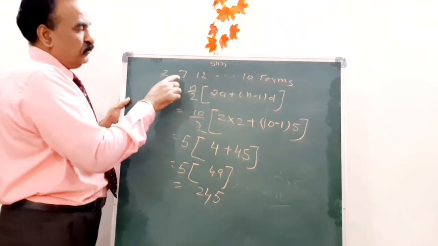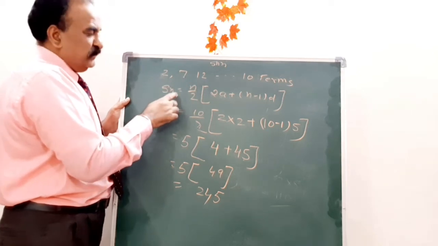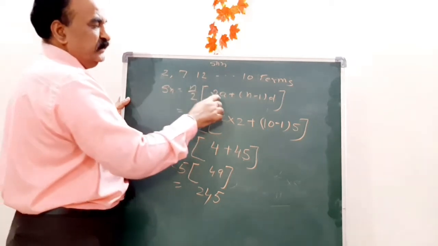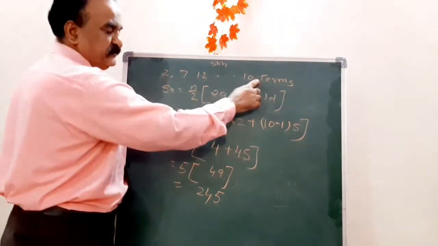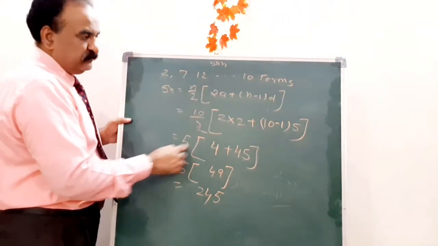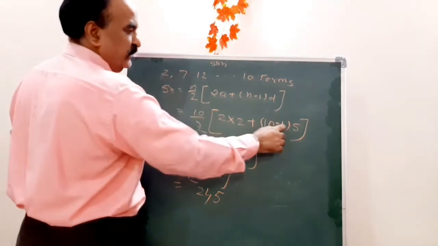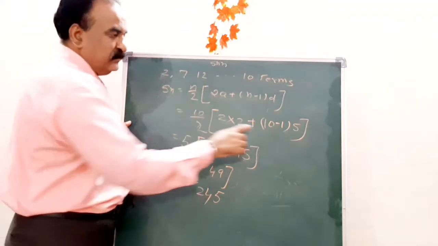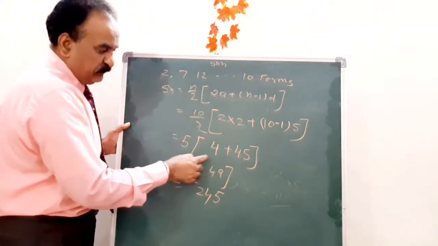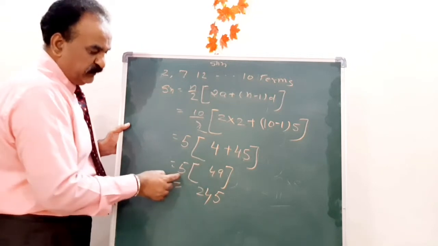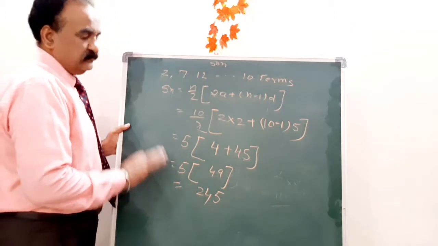First term is 2. Common difference is 7 minus 2 means 5. And the formula is Sn is equal to n by 2 into bracket 2a plus n minus 1 into d. N by 2, n means 10, 10 upon 2 means 5. 2 into 2, first term is 2, so 4, plus 10 minus 1, number of terms are 10, so 10 minus 1 means 9. 9 into 5 means 45. And 45 plus 4 means 49. 49 into 5 means 245. I hope this is clear. Next question.